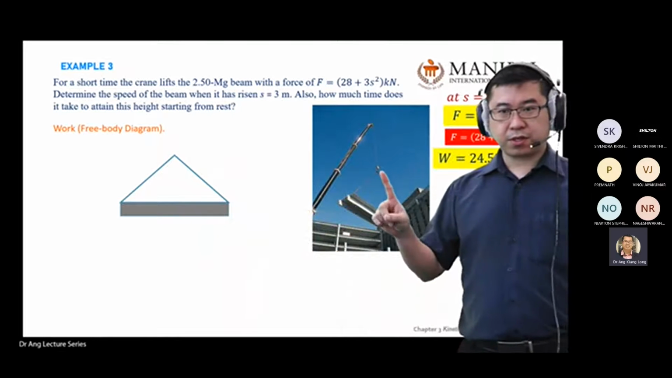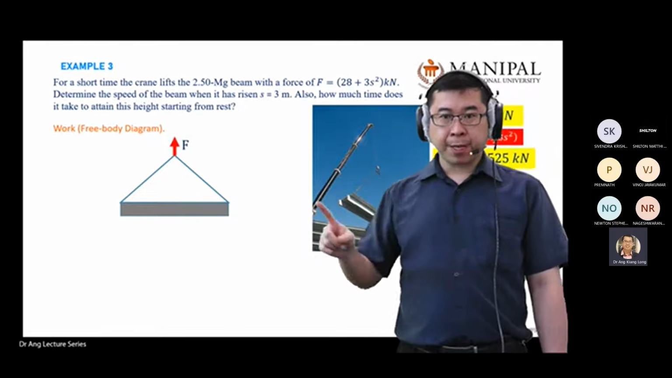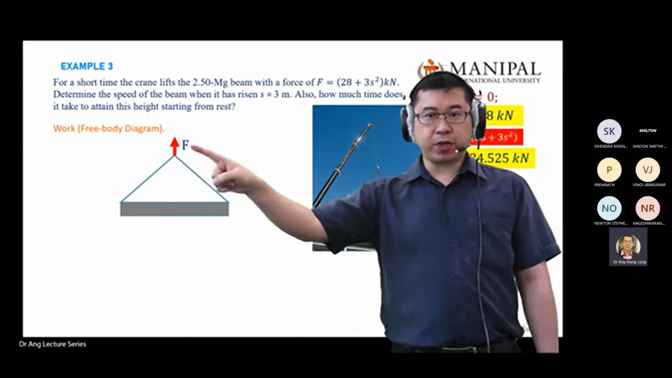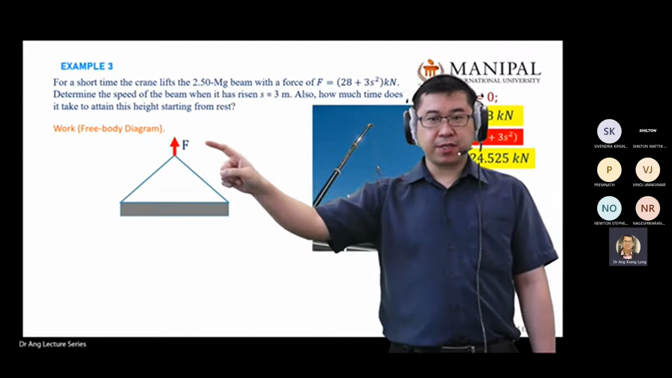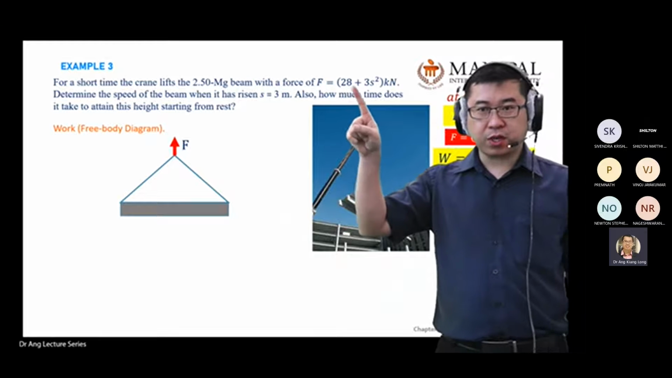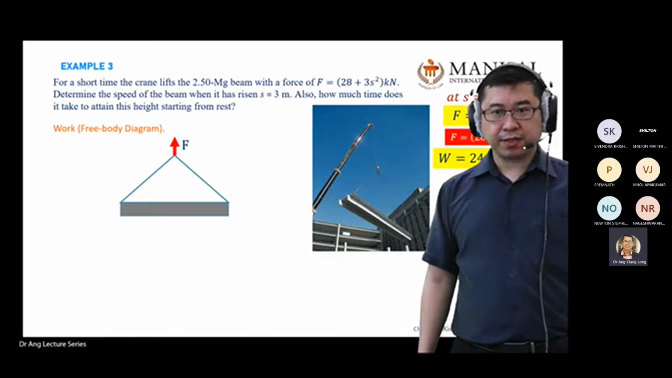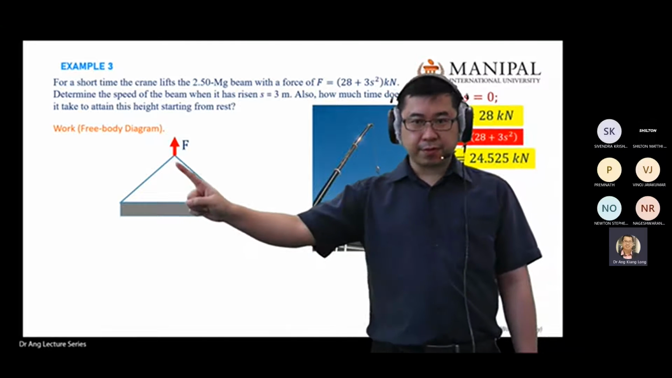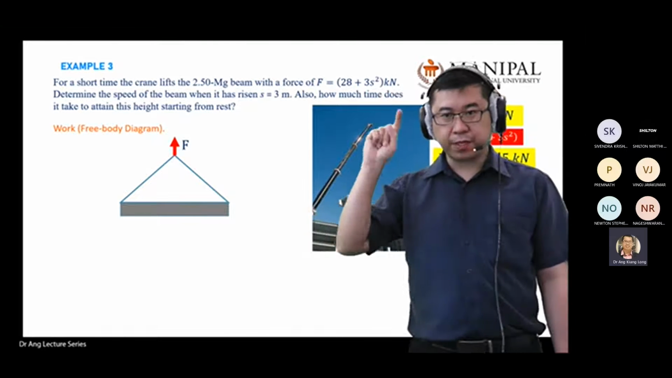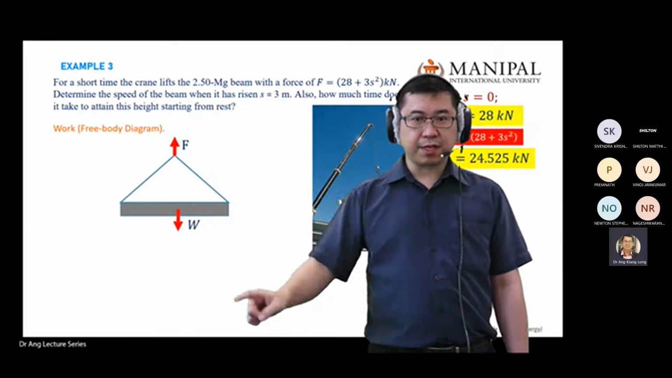Although there are two cables here, there is a force pulling up. We already found what the force is when it starts. The force equation is force equal to 28 plus 3s squared kilonewton. This one will change with the displacement. And then there is a weight pulling down, W.